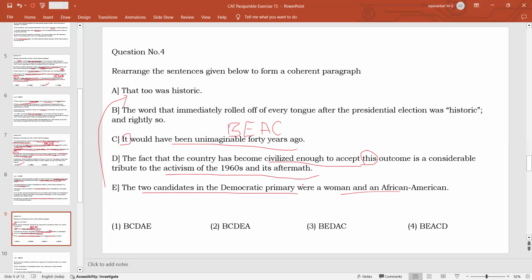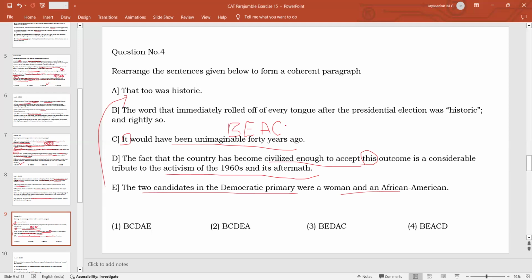So from the 1960s onwards, there was a lot of activism for civil rights and freedom and equality, equal rights for women, equal rights for African Americans, etc. So because of all this activism that started from the 1960s and its consequences, the society or the country has become civilized enough to accept this. So previously, the country could not accept either a woman or a black person as a president of the USA, but now the country has become civilized enough because of the activism of the 1960s.